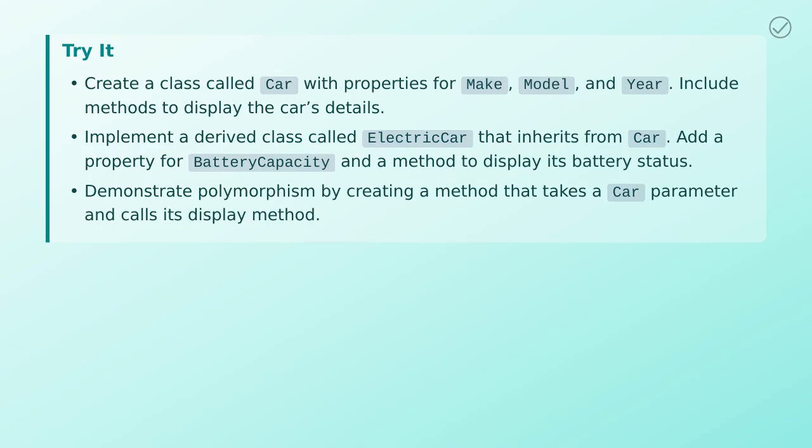Alright, your turn. Give this a try. First, create a class called Car with properties for make, model, and year. Include methods to display the car's details. Also, implement a derived class called ElectricCar that inherits from Car. Add a property for battery capacity and a method to display its battery status. Finally, demonstrate polymorphism by creating a method that takes a Car parameter and calls its display method.